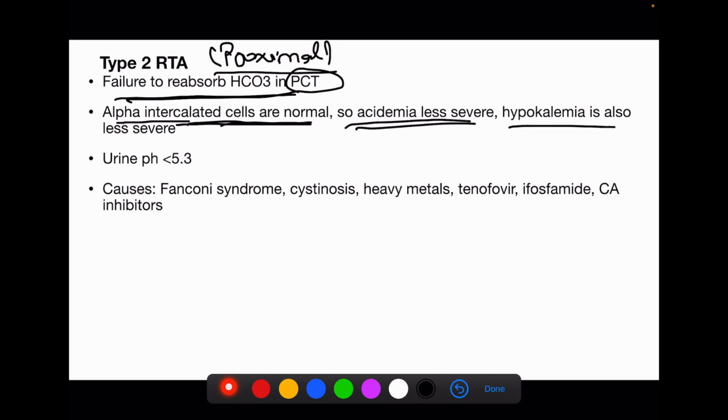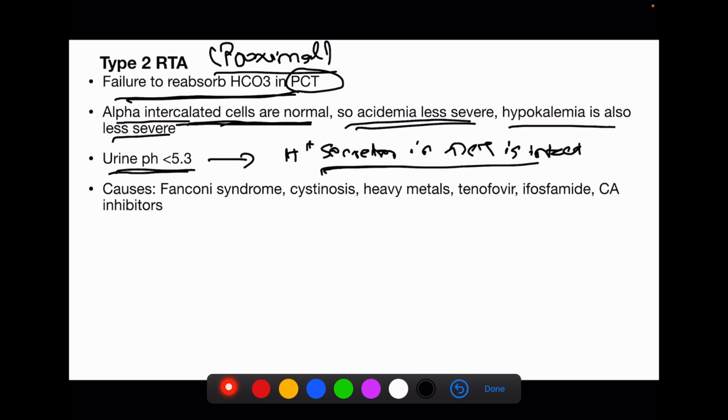Consequently, the hypokalemia you see will also be less severe. And the urine pH tends to be less than 5.3. Why is it less than 5.3? There is H plus secretion. H plus secretion in the DCT is intact. Because H plus secretion in the DCT is intact, and because this is the main mechanism by which renal acid handling is done, urine pH is less than 5.3. So the urine pH is not alkaline, so there is no tendency for stone formation.